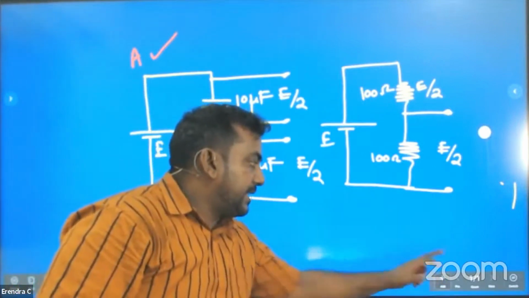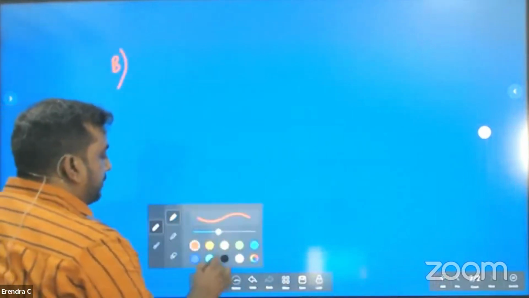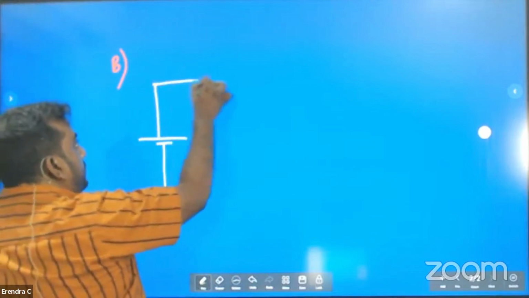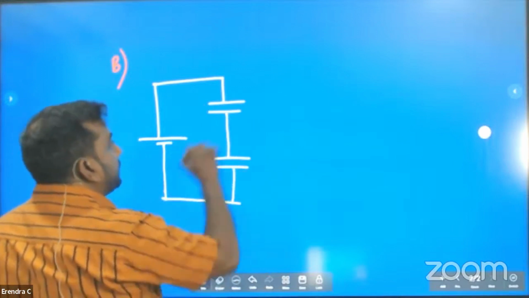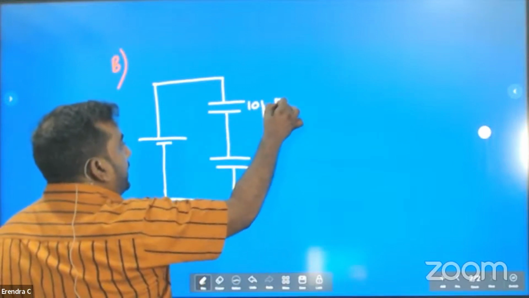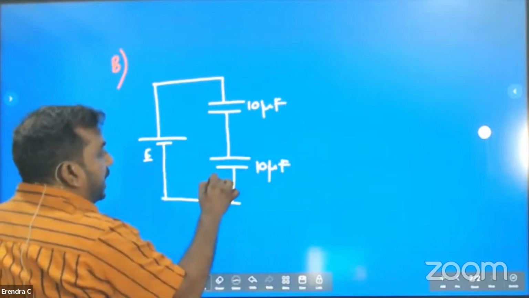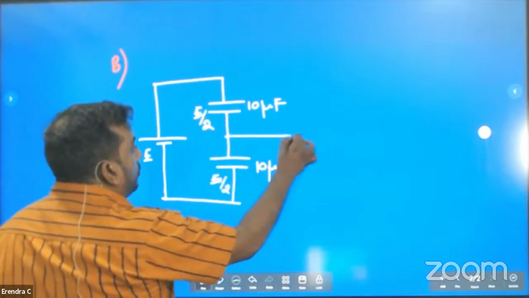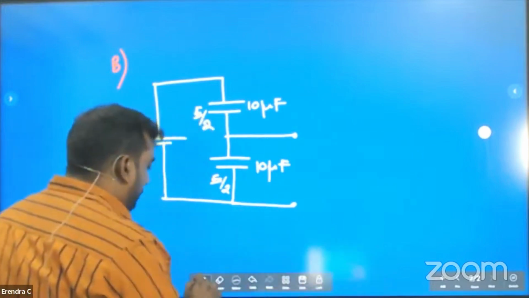Statement B. What are they talking about? Same thing is there. Here 10 microfarad, here 10 microfarad. Now don't forget they are already charged. You have charged this to a voltage E over 2. This voltage is E over 2. Now you have terminals. We are connecting a finite voltmeter.